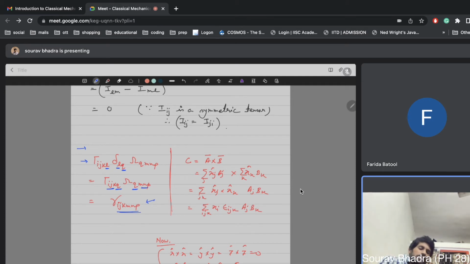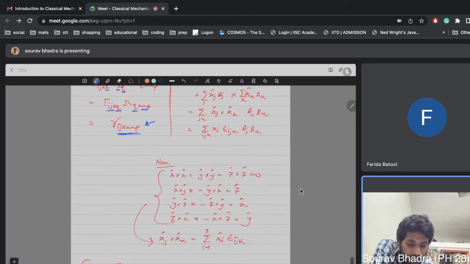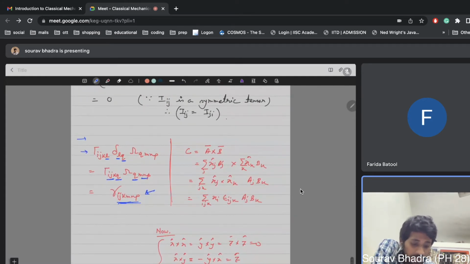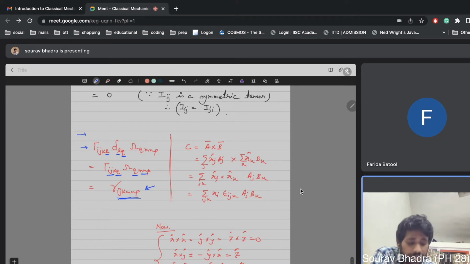So that type of problems I have put in the notes, so that you can understand how this is coming. Now, a very small but important application of the tensorial quantity is the cross product of two vectors. So I think it is important to give you some idea about how we can write the cross product in terms of tensor.